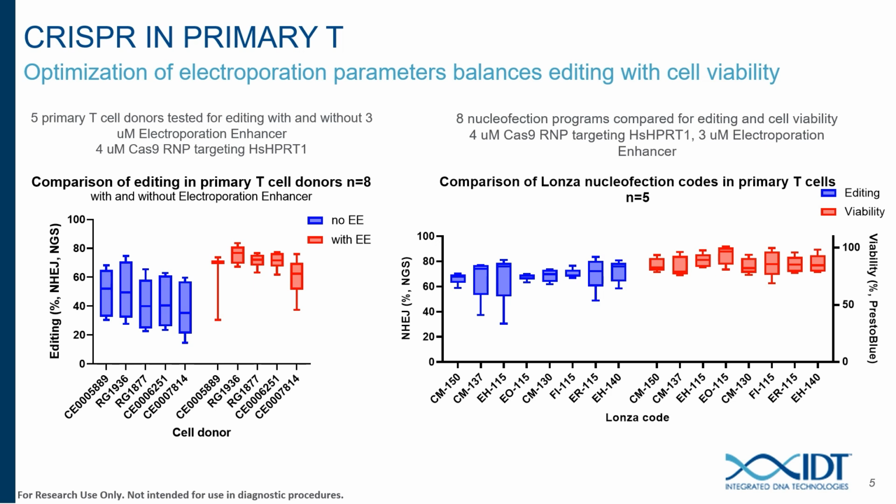And on the right, we're testing different nucleofection codes that were identified either from the literature or from Lonza's recommendations. And then we scored for both total editing and cell viability. And we determined which nucleofection code was optimal through this experiment. So going forward, for all the experiments, we include electroporation enhancer and use our top Lonza nucleofection code.